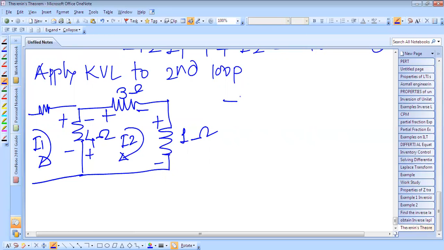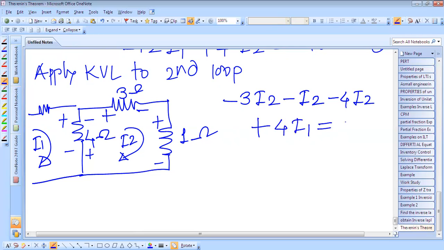This is minus 3I2, minus I2. Again, this is minus 4I2, but one more current is opposite to this current I2, and there will be a rise in potential because of this current I1. So plus 4I1, and this is equal to 0 because there is no voltage source in this loop. Okay, so 4I1 minus 8I2 is equal to 0.